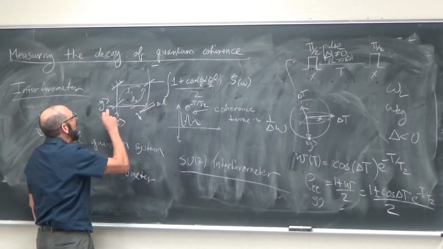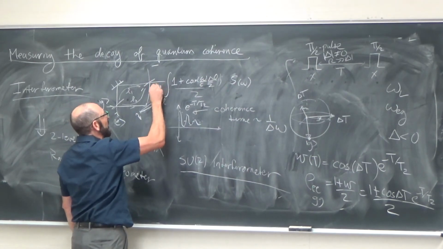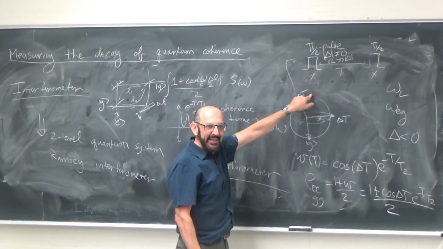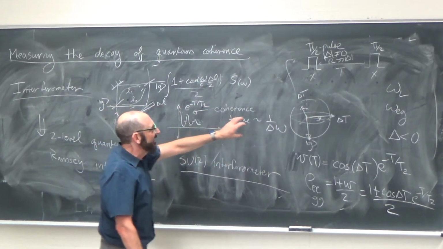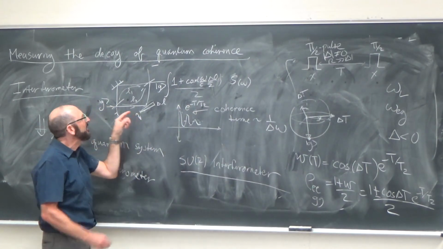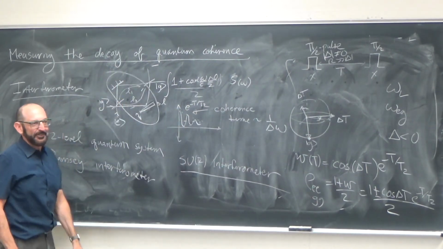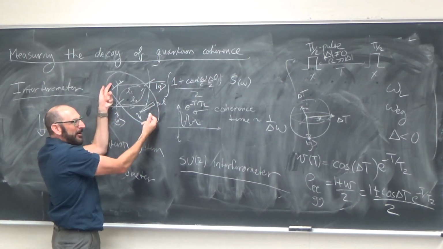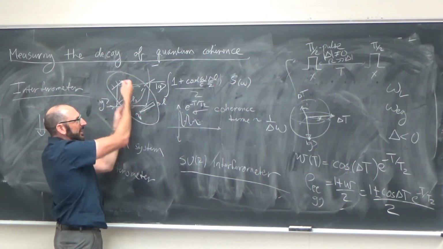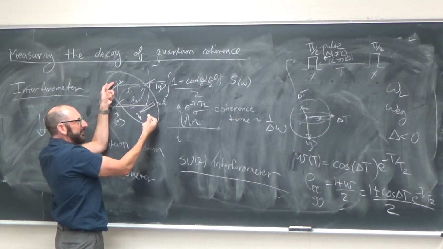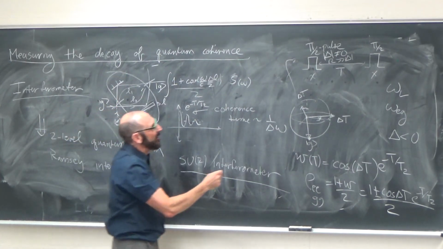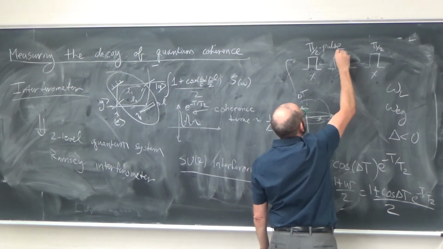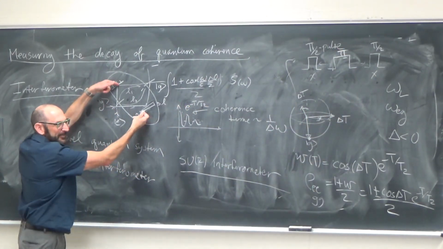Notice in this guy, I started in ground and came out in ground. Whereas here, I started in ground and came out in excited. So this is not, as stated, isomorphic to this. There's something different. And the thing that's different is the mirrors. I had the 2 pi over 2 pulses, which are like the beam splitters, but I forgot about the mirrors. The mirrors are like a pi pulse that flips ground and excited. So I put in a pi pulse in the middle here. That's like putting a mirror in between these mirrors.